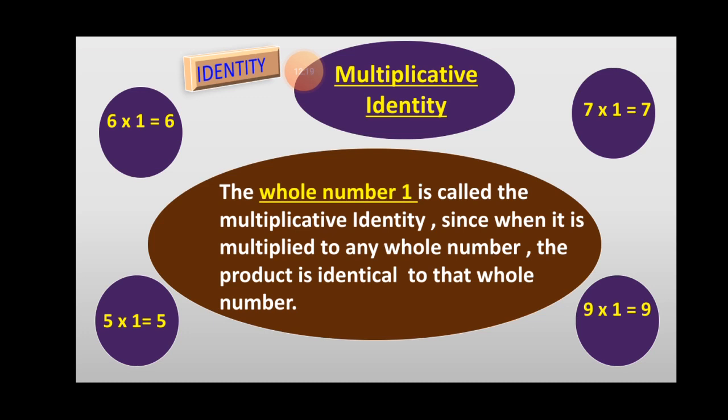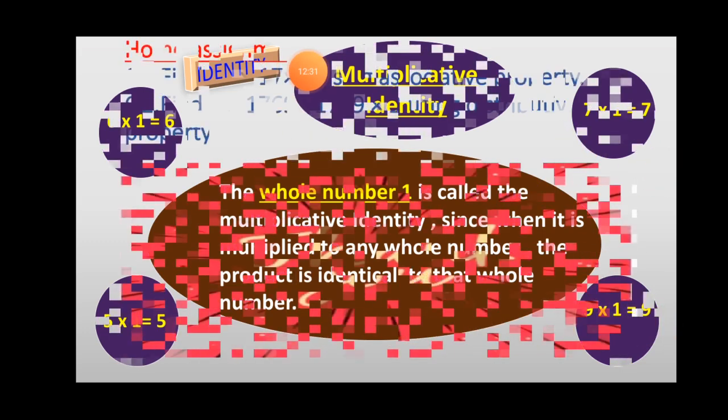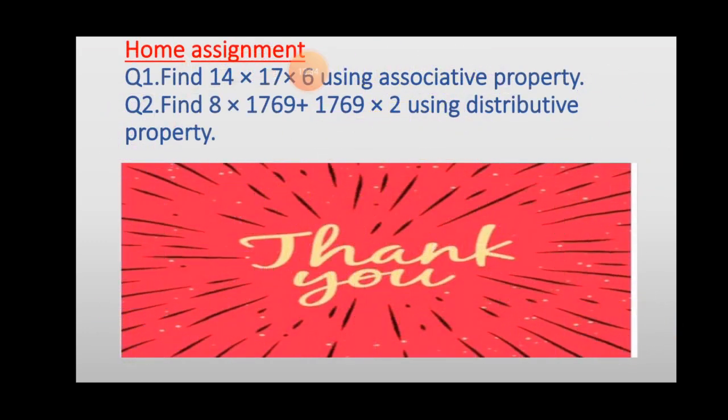This means a number remains the same when we multiply it by 1, as you can see from the examples on the screen. Now here comes your home assignment. In question number 1, you need to find the product of three whole numbers using the associative property, and in the second question you need to use the distributive property to solve it.